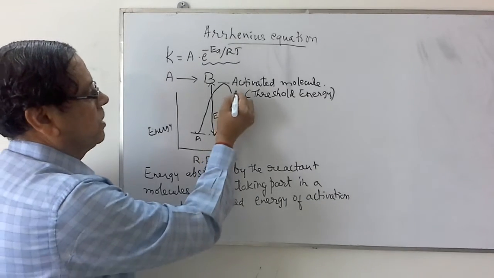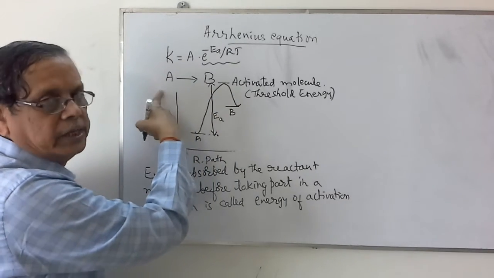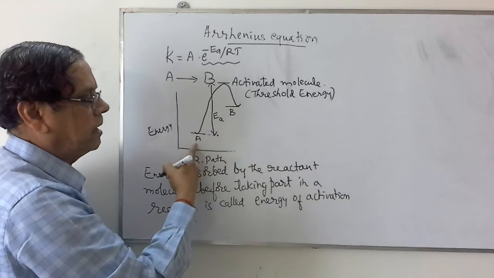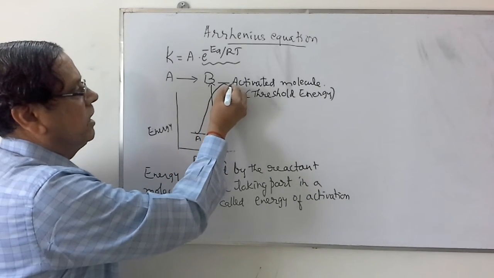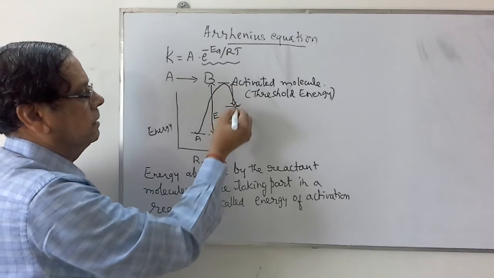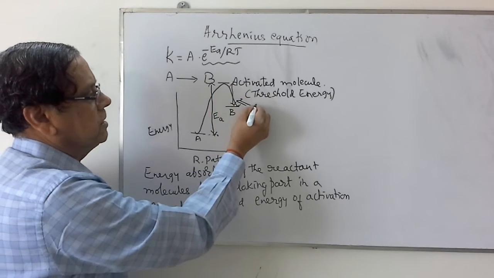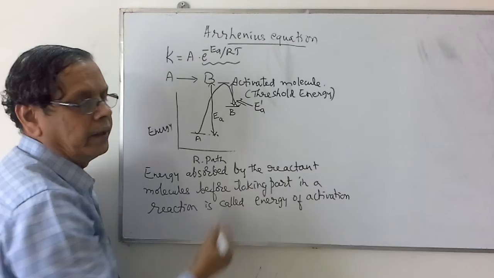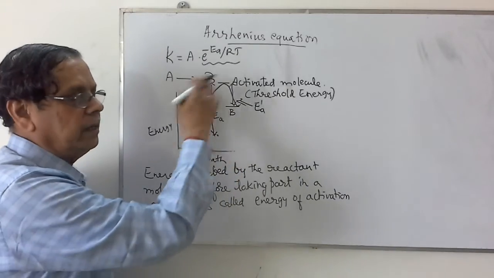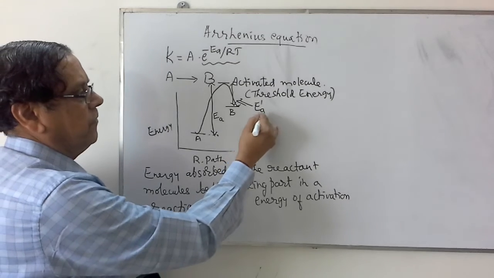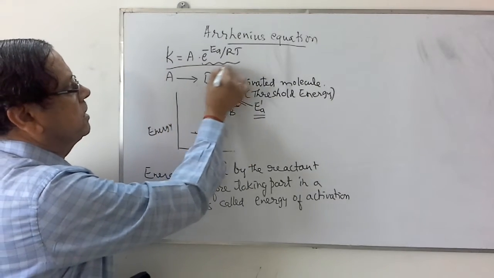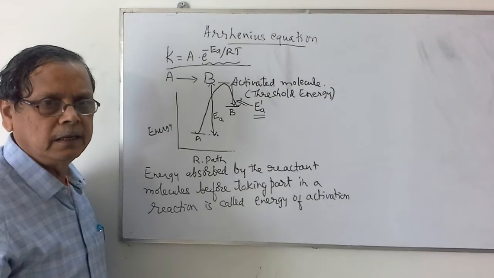If you consider the reverse reaction, assume that B is converted to A. Again B is not directly converted to A, it has to pass through a certain mechanism. So this energy difference between the product and the activated state is named as Ea, the energy of activation for the reverse reaction. Now to calculate this energy of activation, we make use of this equation, that is the Arrhenius equation.